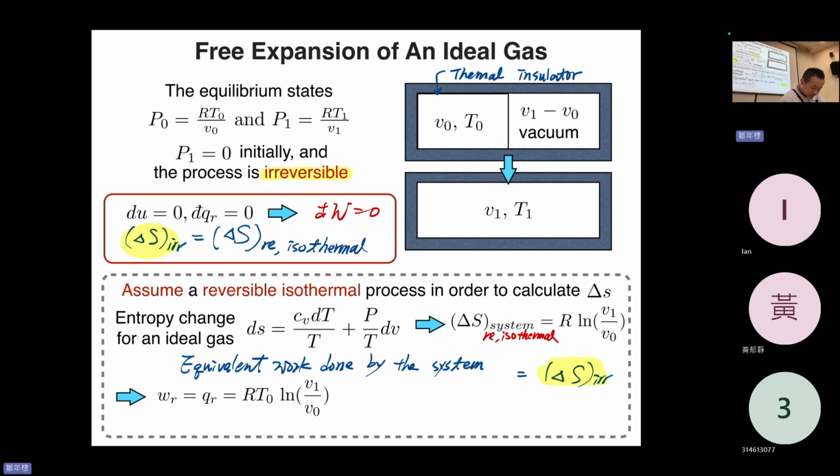And you see that previously in the free expansion, no work. But in a reversible isothermal process, yeah, you have some work. And this work divided by T0, you can get the delta S. And the delta S is the entropy change between two states. And these two states are also equal to the free expansion of an ideal gas. All right, so this is using an alternative way to determine something that we cannot calculate.